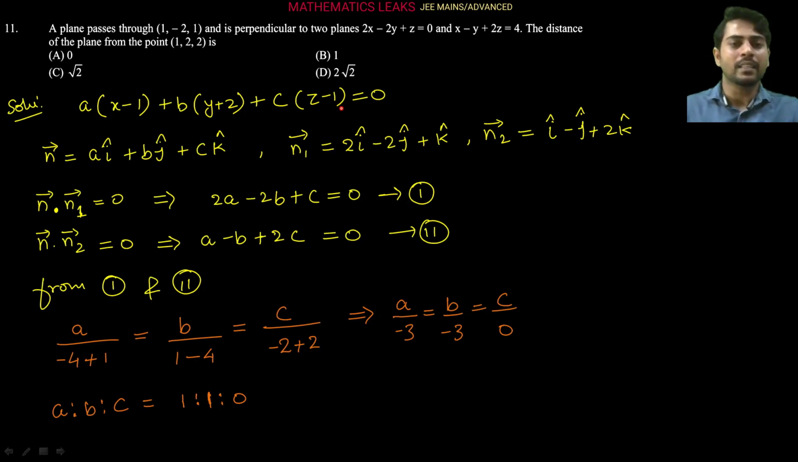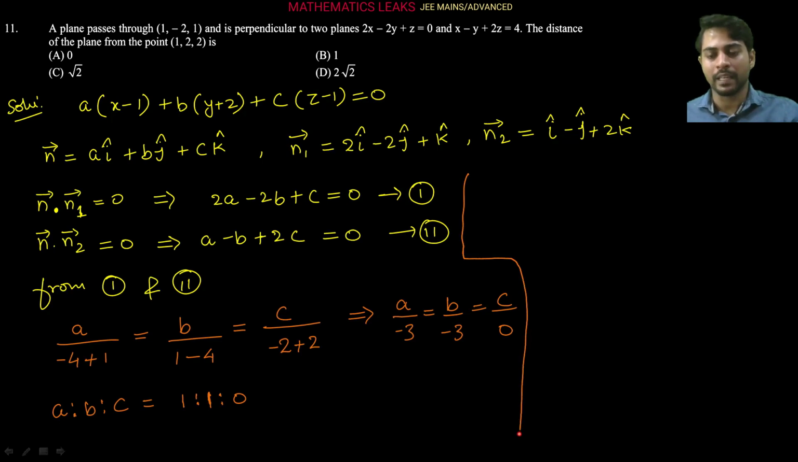Now they are asking for the distance of that plane from the point (1, 2, 2). So simply we will write down the plane equation after getting this direction ratio of the normal.